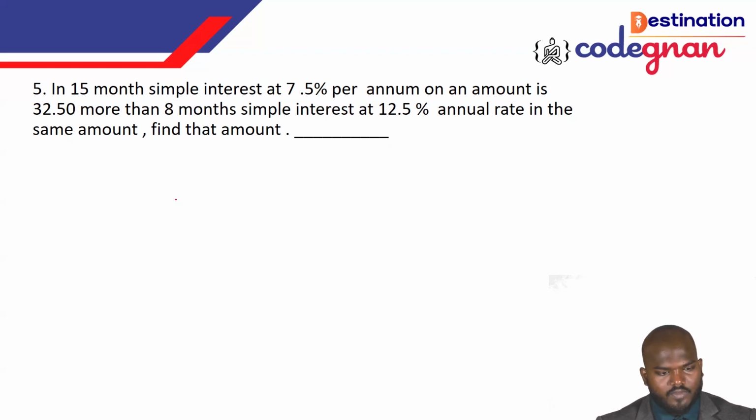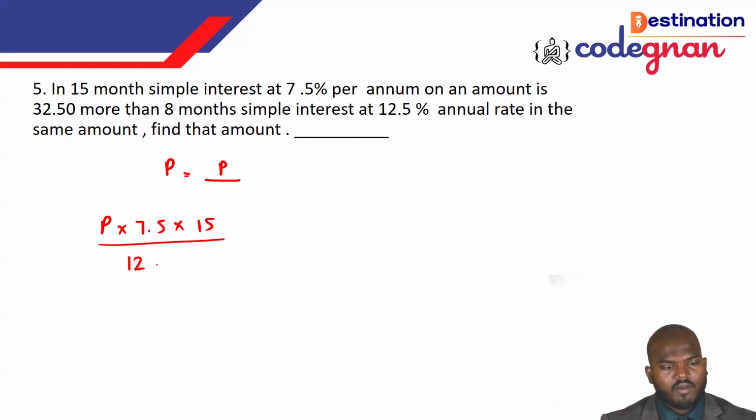Okay, so I'm taking the principal and calling it P again. For the 15-month simple interest, that is P times R times T by 100. R is equal to 7.5, and the time they are giving is 15 months. To convert 15 months, you need to divide by 12, so times of 100. The amount is 32.5 more than the 8 months.